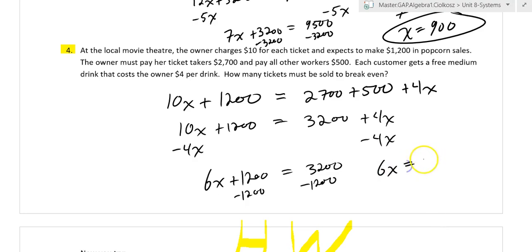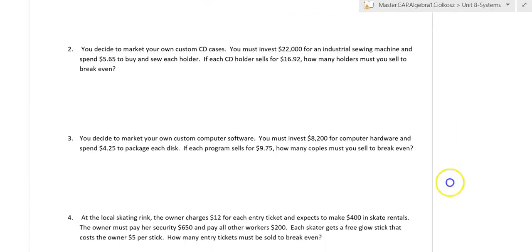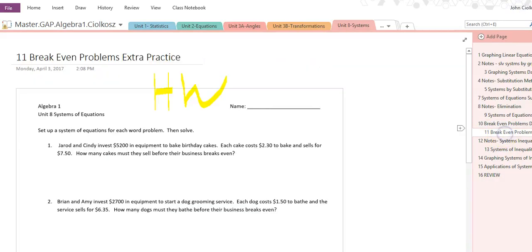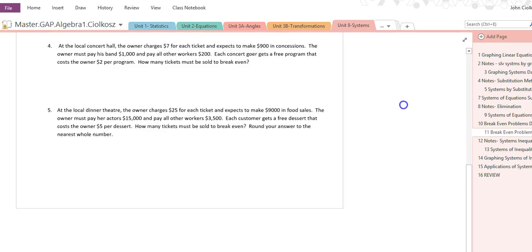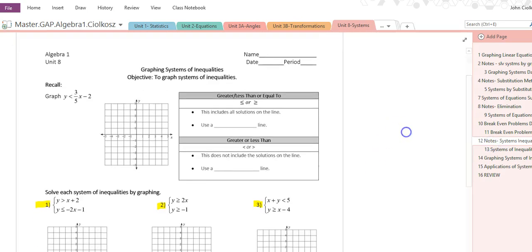So that gives me 6x is equal to 2,000, divided by 6. We get x is 333.33. So again, we always round up. So I'm going to need to sell 334 tickets. You'll notice the examples and other problems line up very closely, so please complete those now. And again, when you're done with that, go on to 11. Again, very similar examples. Once you've completed that, move on to 12 for some more notes.